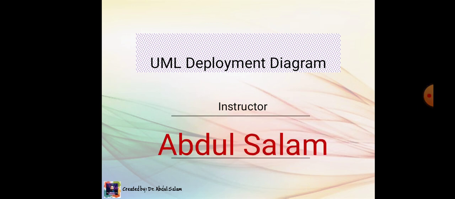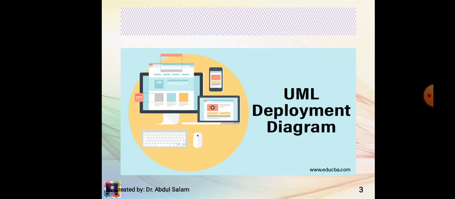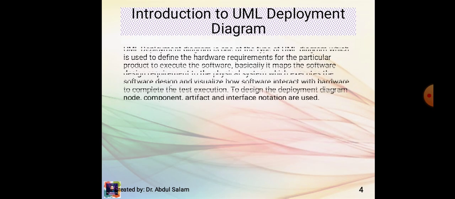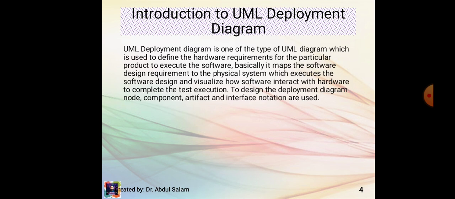Today we are going to discuss the UML deployment diagram. UML deployment diagram is one of the types of UML diagram which is used to define the hardware requirements for a particular product to execute the software. Basically, it maps the software design requirement to the physical system which executes the software design, and we visualize how software interacts with hardware to complete the test execution. To design the deployment diagram, node, component, artifact, and interface notations are used.